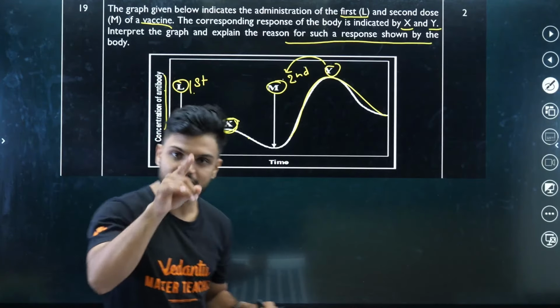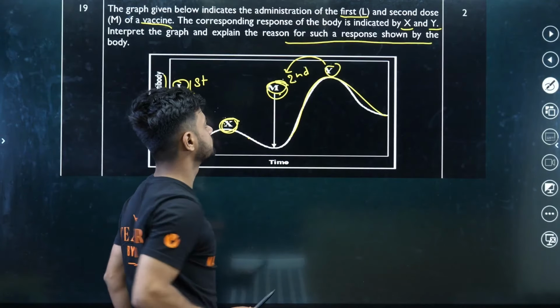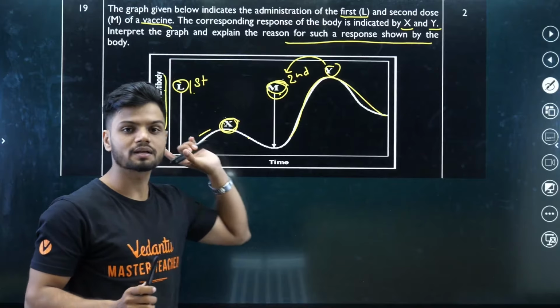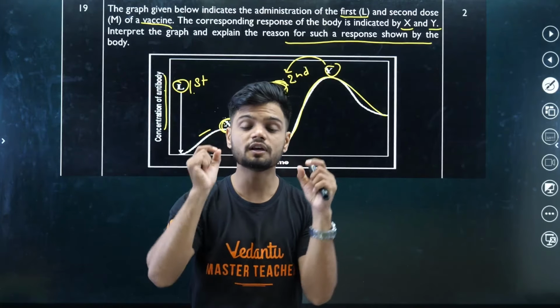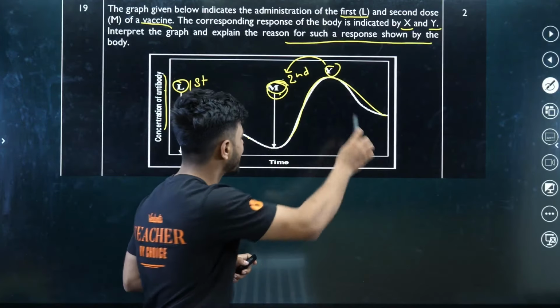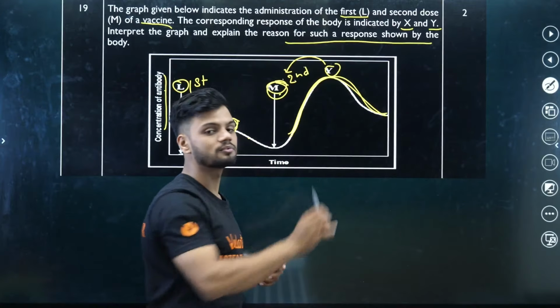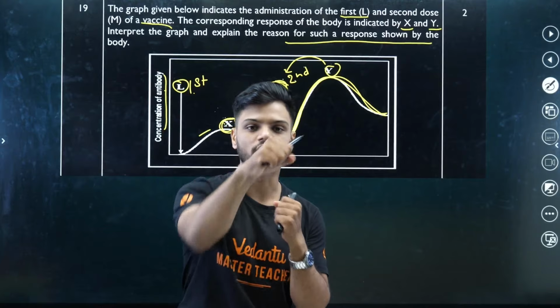Next time, the same enemy is coming in a different form. Here it was the L form. Here it is coming as the M form now. This time the body will fight more aggressively, because our body knows all the tactics of this virus. That is why, the second time the same virus attacks our body, when the vaccine is applied, your body will fight it stronger.